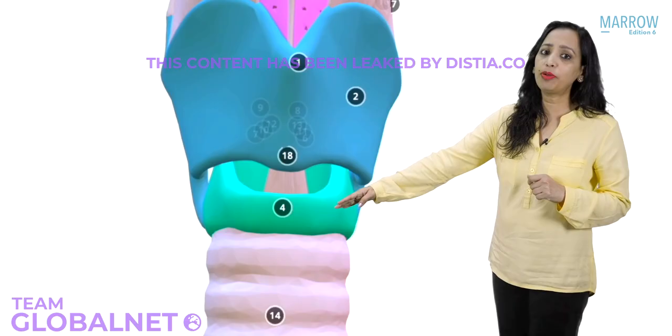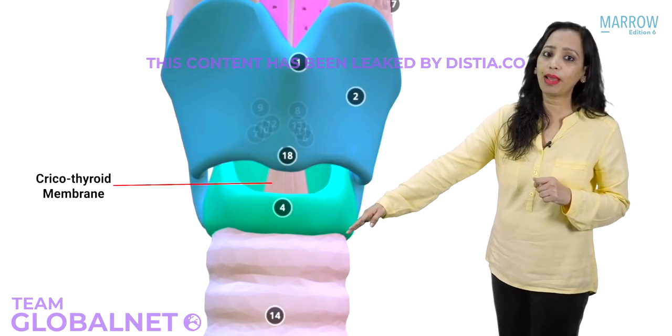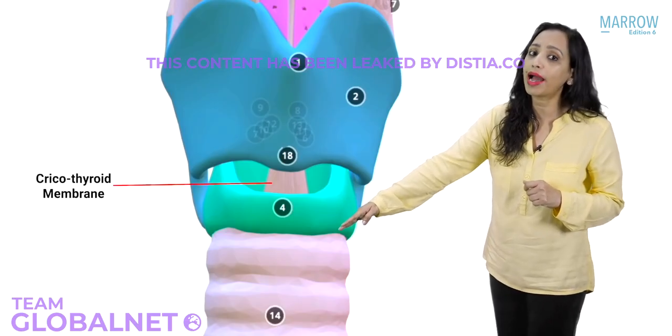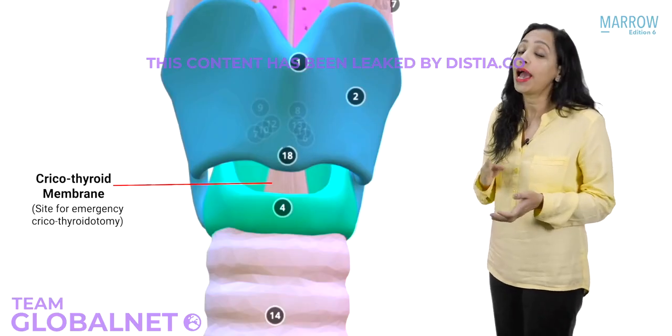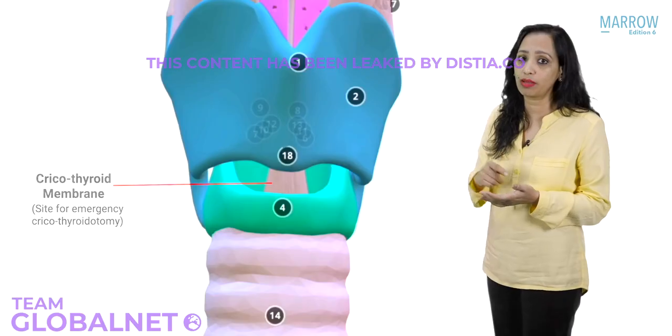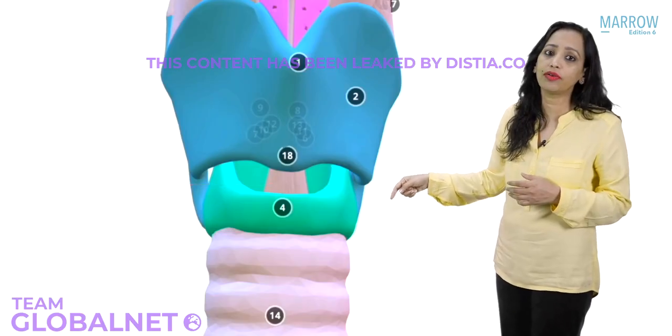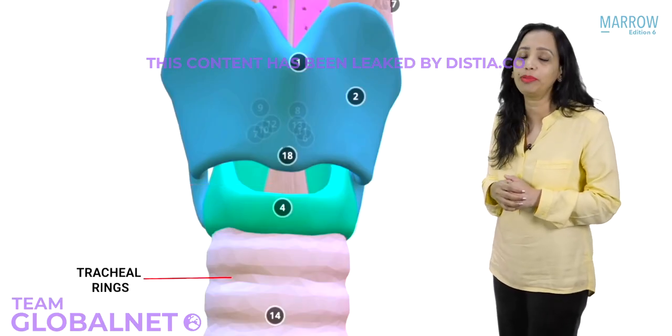Now we can see in between the cricoid and the thyroid is another membrane. Yes, that is the cricothyroid membrane. That is the site for emergency cricothyrotomy, and that is not an extrinsic membrane. Just see the tracheal rings. They are also C-shaped. They are not complete rings.